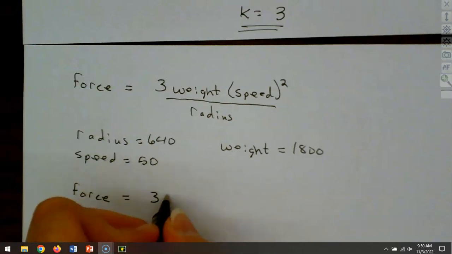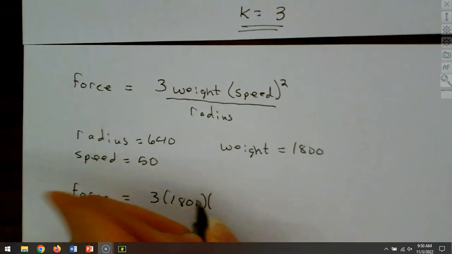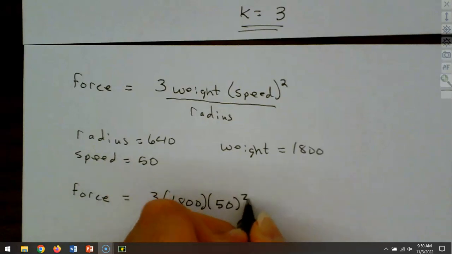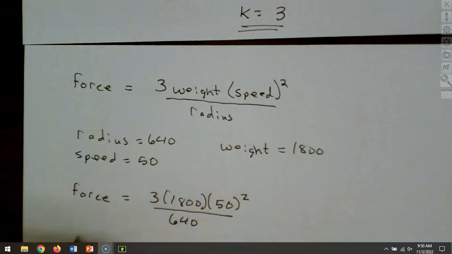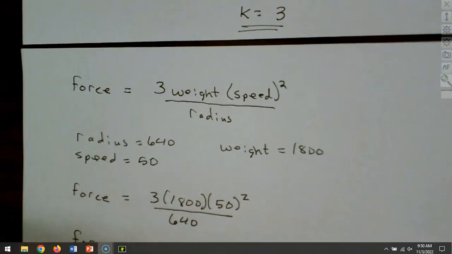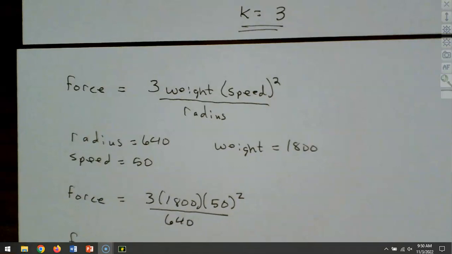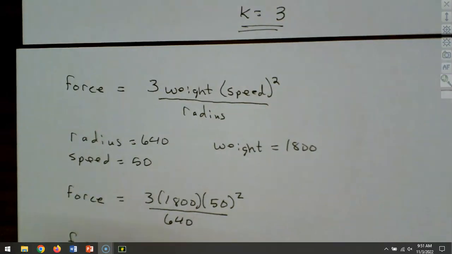So 3 times your 1,800 here, times the 50 squared over 640. So what's my new force going to be needed? We've got 3 times the 1,800 times that 50 squared. Divide that by 640, and that gives you now 21,000, if we round, 94 pounds.